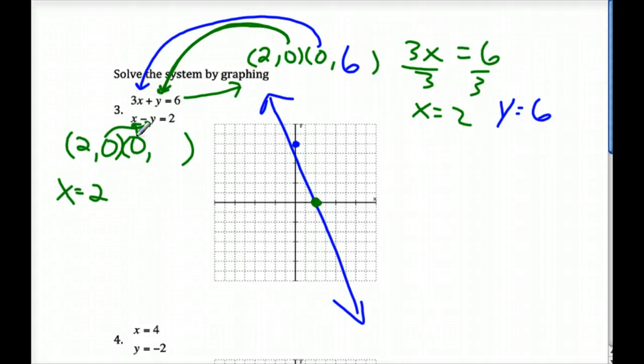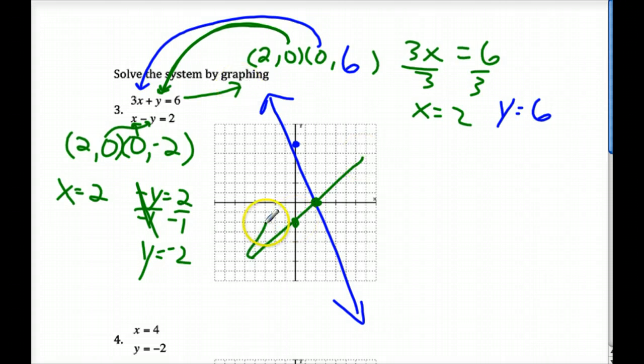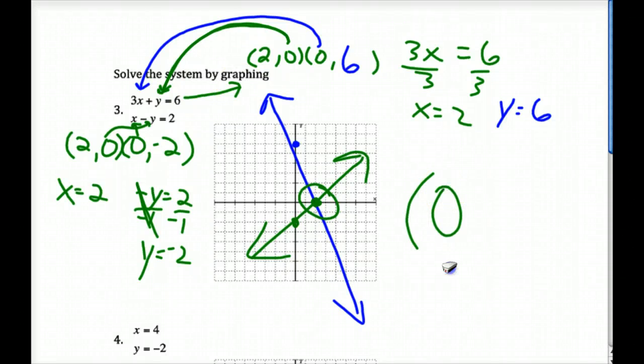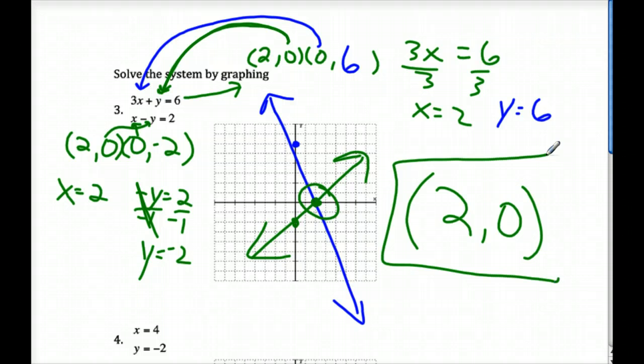Take 0 and plug it in for x. So this one would be negative y equals 2. Divide both sides by negative 1, guys. Show that step. The y-intercept is actually negative 2. Draw your line through your two intercepts. That's a pretty good straight line. Circle the point where they intersect. They intersected right on the x-axis at the point 2, comma 0. That's our solution.